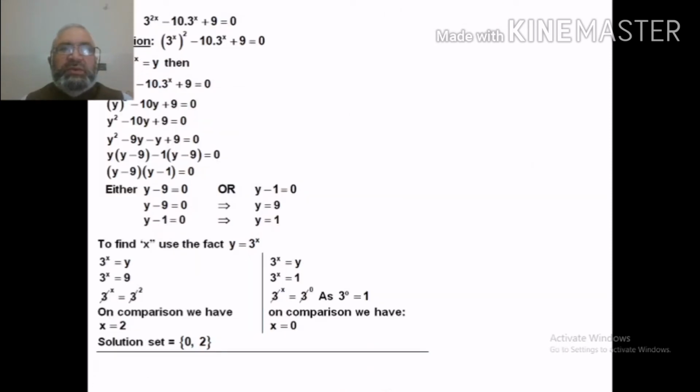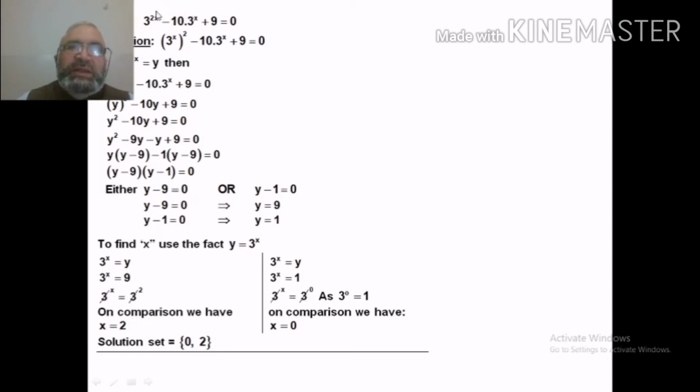Next we come to the fourth type of equations. This is called exponential equations, in which a constant is raised to a power with a variable, for example 3 power 2x. This is called an exponential equation. If we look at the first term, 3 power 2x, and in the second term we have 3 power x, taking the square of 3 power x, we get 3 power 2x. This means 3 power 2x is the square of 3 power x.